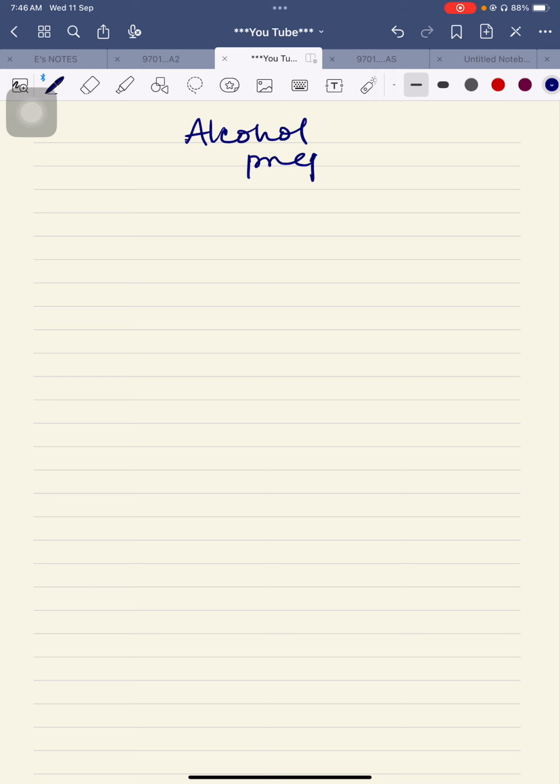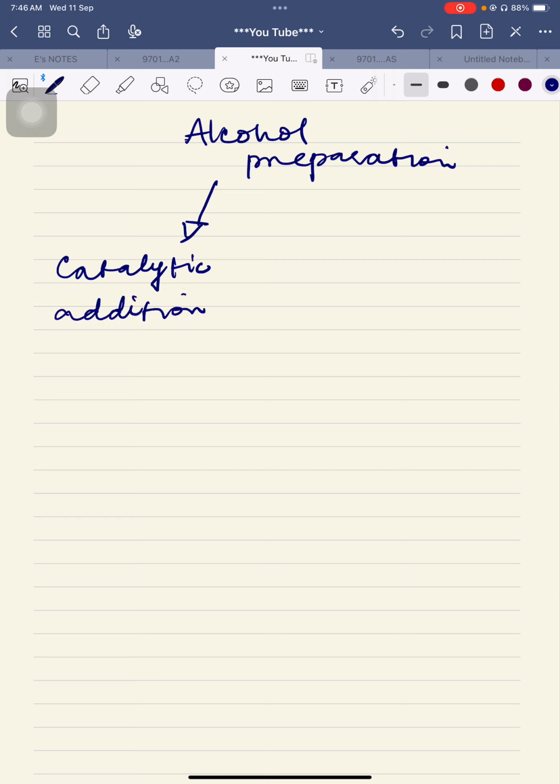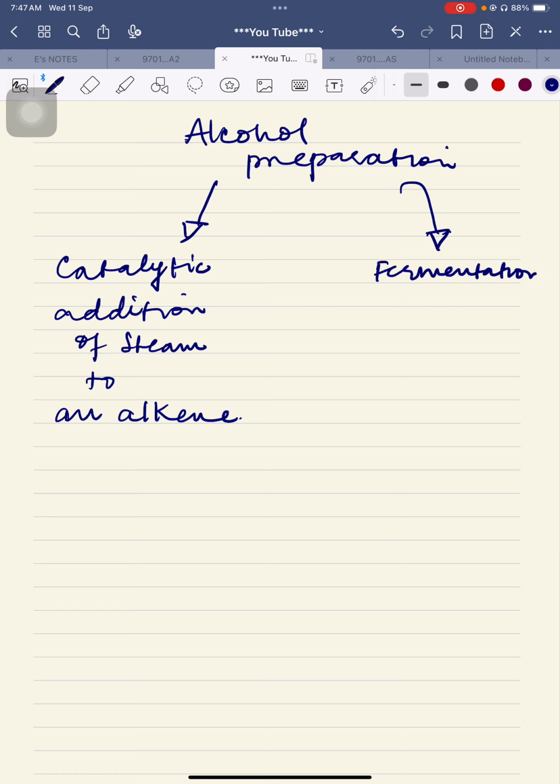Alcohol preparation. Now guys, let me take you to the first point, and that is called catalytic addition of steam to an alkene will give you an alcohol. The next is fermentation. So these are the two methods by which an alcohol can be prepared.